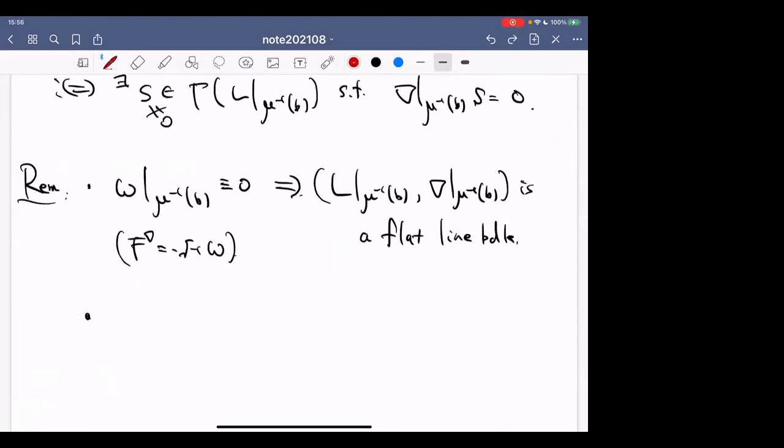Then consider the set of smooth sections of L on mu inverse b which are parallel.